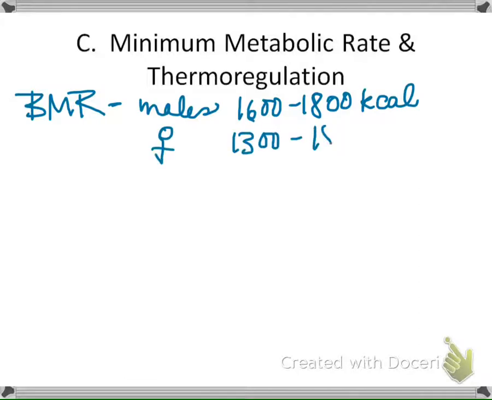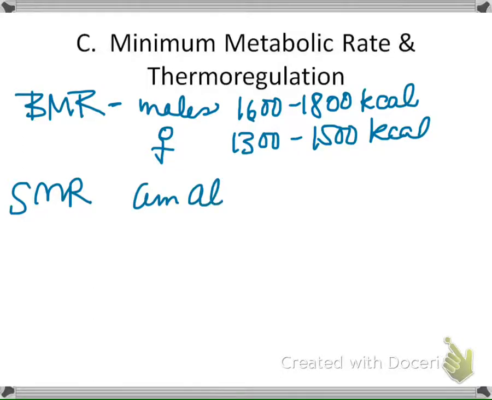And again, to keep you breathing, average for human males is 1,600 to 1,800 kilocalories, and females 1,300 to 1,500 kilocalories. Your standard metabolic rate is the metabolic rate of a fasting, non-stressed ectotherm at rest at a particular temperature. For example, the American alligator is 60 kilocalories.